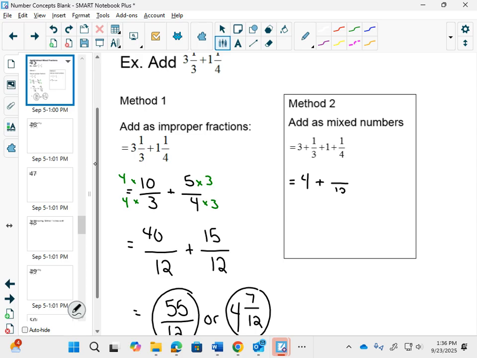And again, we're going to want our fractions to have that same common denominator. Same idea as the other side. I multiply this by 4, and this by 4, and this by 3, and this by 3. But the nice thing now is my numbers are really small. The 3 plus 1 is 4. The 1/3 is 4/12. The 1/4 is 3/12. And we get 4 and 7/12 that way as well.